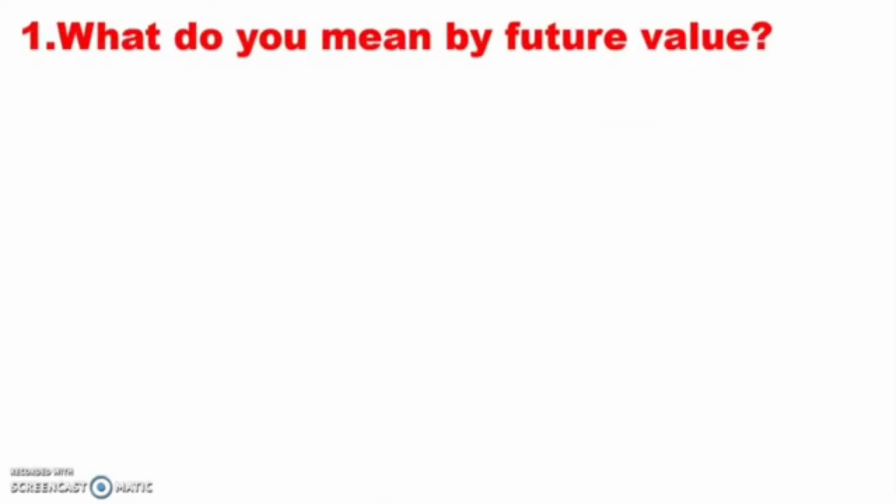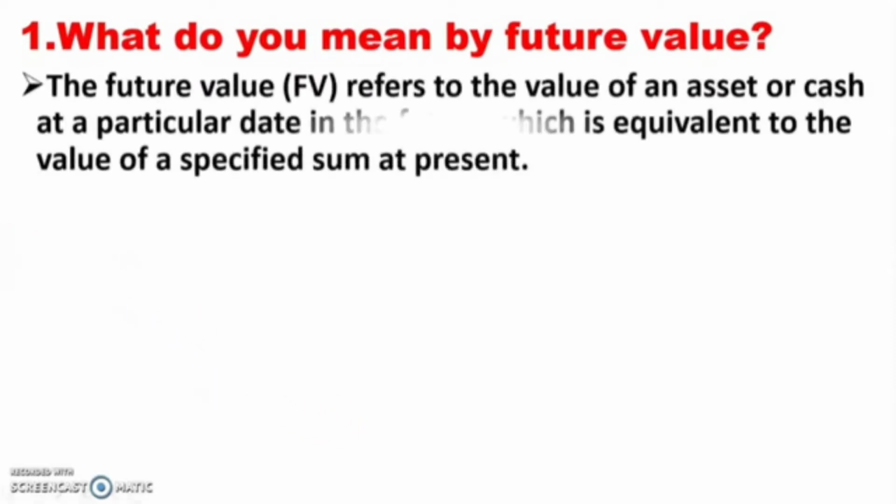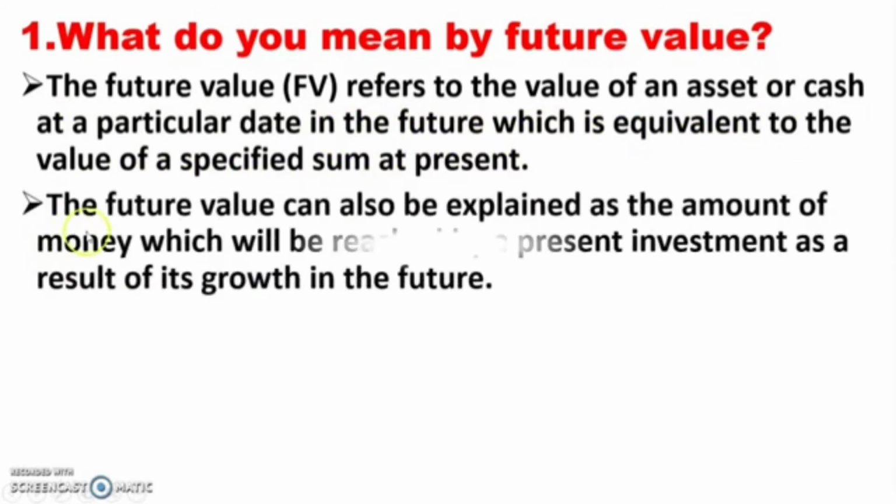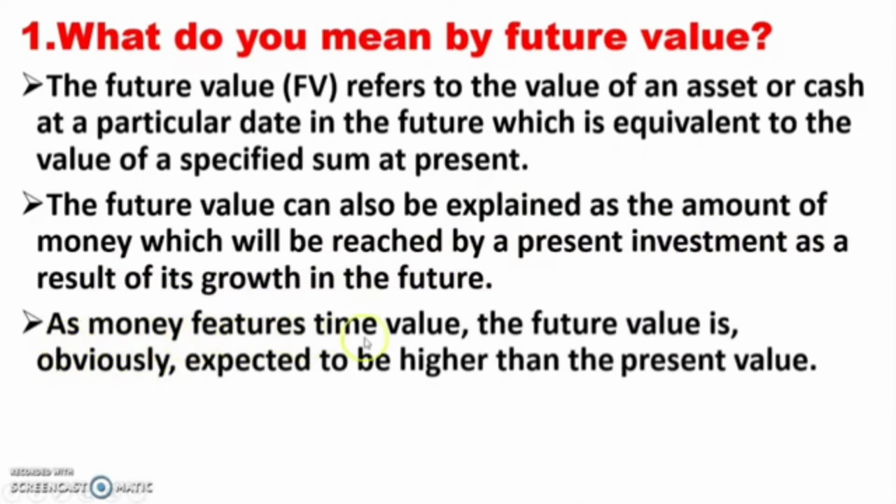Now we will discuss what is the future value, or what do you understand by future value. The future value refers to the value of an asset or cash at a particular date in the future which is equivalent to the value of a specified sum at present. The future value can also be explained as the amount of money which will be reached by a present investment as a result of its growth in future. As money features time value, the future value is obviously expected to be higher than the present value.